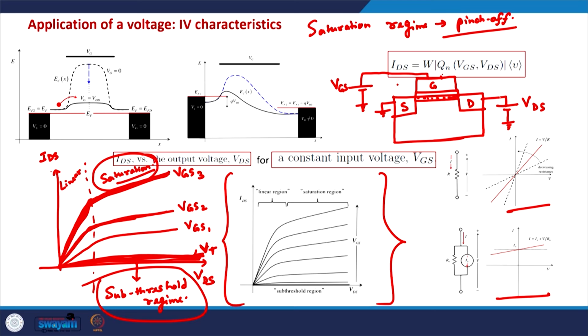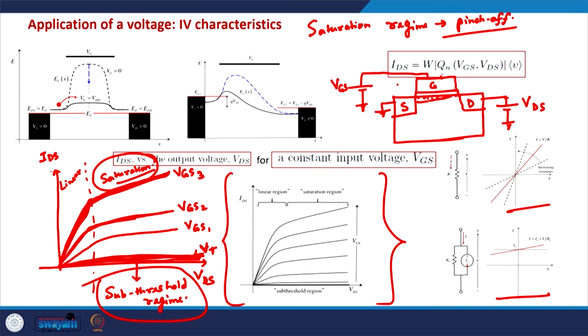As soon as this VDS is increasing, the difference between the voltage on the gate terminal and the voltage on the drain side of the channel is reducing. It means that the net voltage felt by the channel on the drain side is now less, and because of that the channel starts disappearing on the drain side. That phenomenon is known as the pinch off in the classical MOSFETs. So that is one of the reasons of saturation.